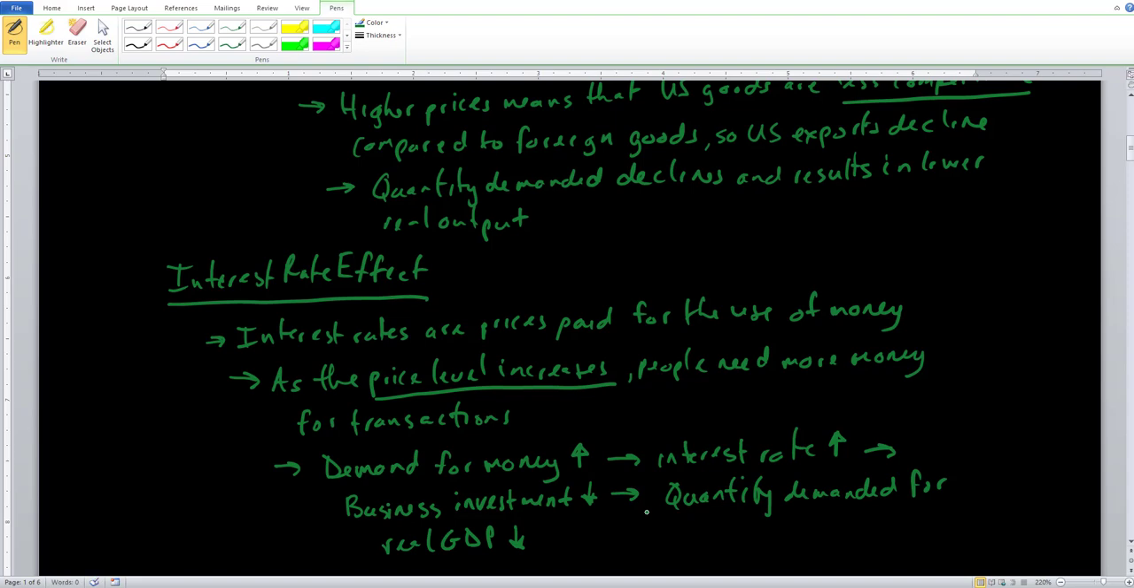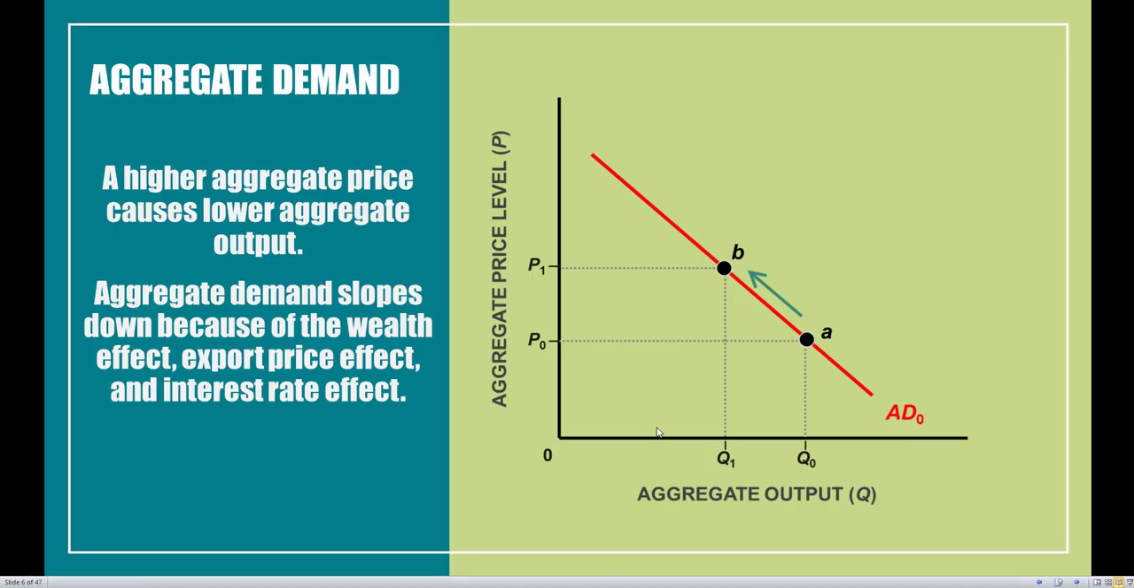So in all three of these impacts, the final result is that quantity demanded for real GDP goes down. All three of these effects tie into one another. They all combine: the interest rate effect, the wealth effect, and also the export price effect. These are all three reasons why our aggregate demand curve is going to be downward sloping. And of course, we can change it to the opposite case as well.